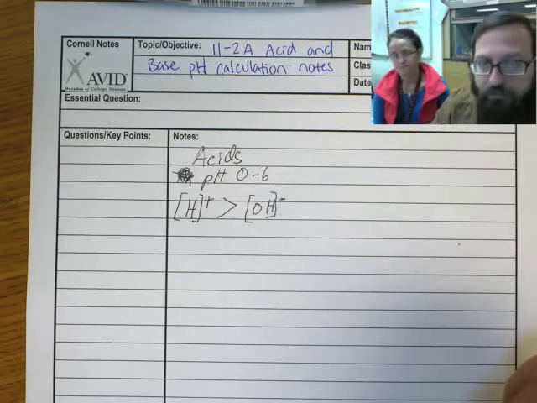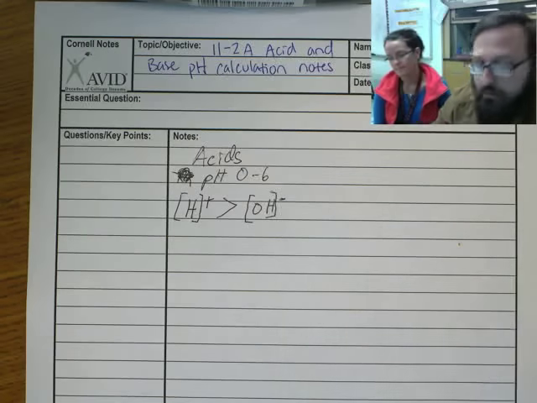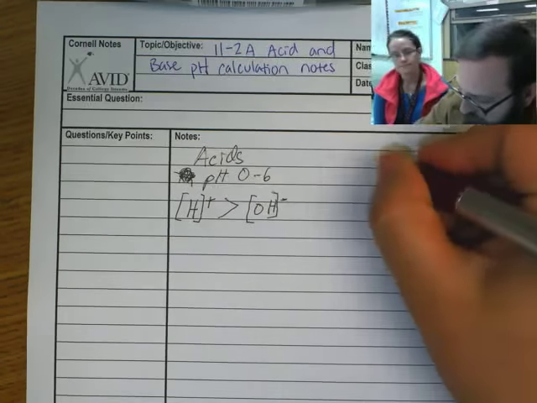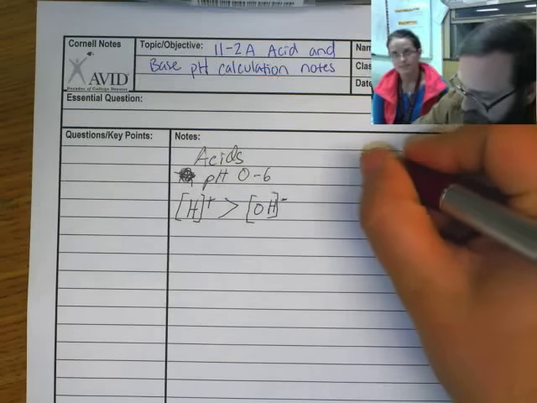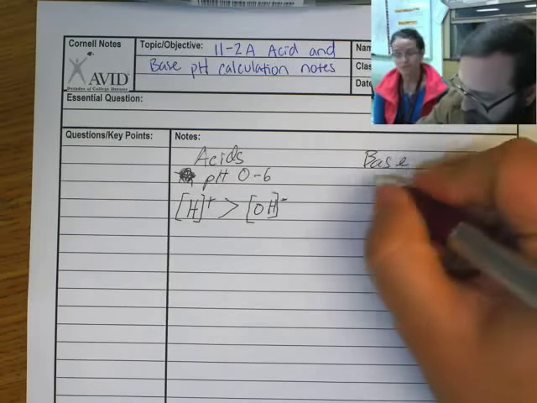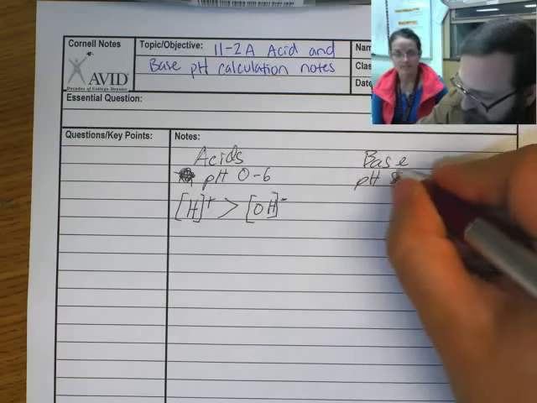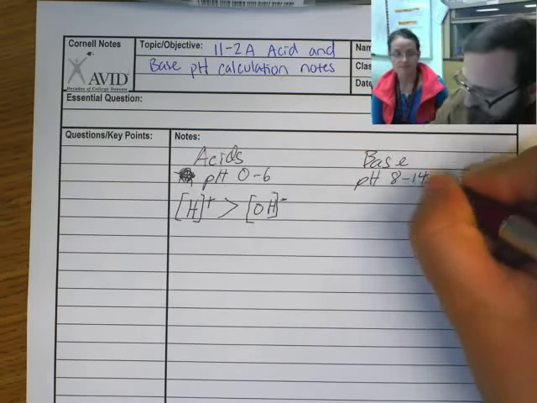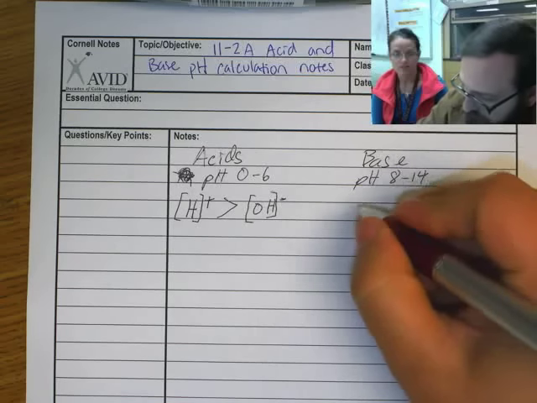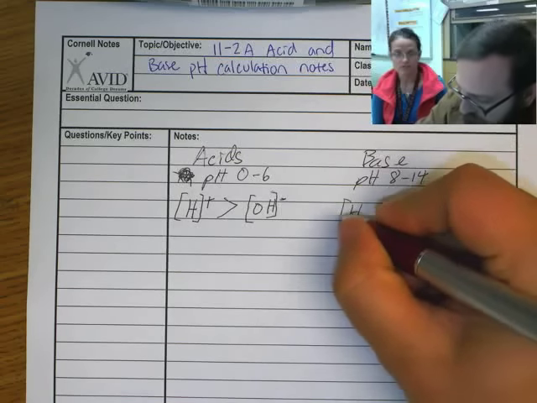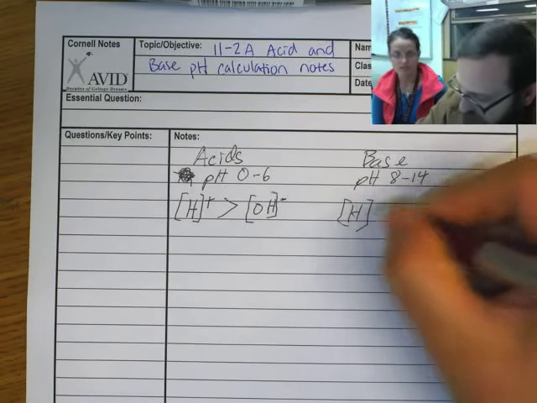Okay? So the other end of that is going to be bases. So what pH do I have if I'm talking about a base? Well, let's see. 7 is neutral, so I would say between 8 and 14. And then I'm going to guess it's going to be just the opposite. Right. You have less hydrogen ion concentration than you do hydroxide ion concentration.